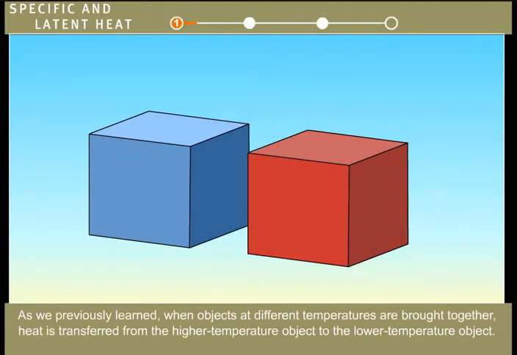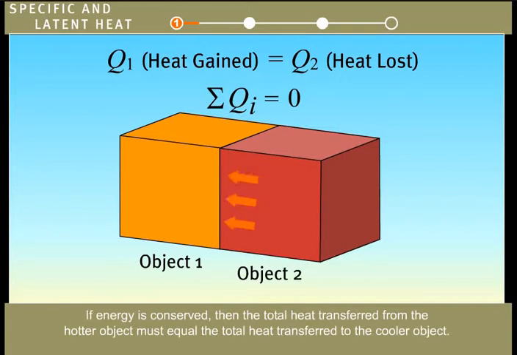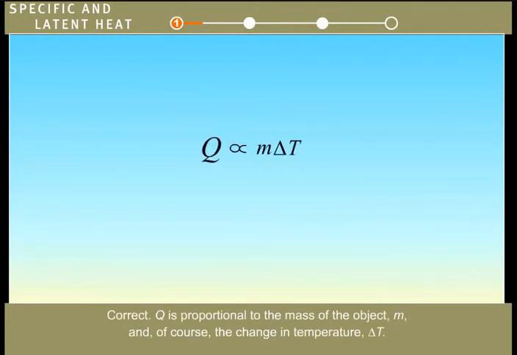As we previously learned, when objects at different temperatures are brought together, heat is transferred from the higher temperature object to the lower temperature object. If energy is conserved, then the total heat transferred from the hotter object must equal the total heat transferred to the cooler object. What might you think the amount of heat energy, Q, that is required to change the temperature of a substance is related to? Correct. Q is proportional to the mass of the object, m, and, of course, the change in temperature, delta T.